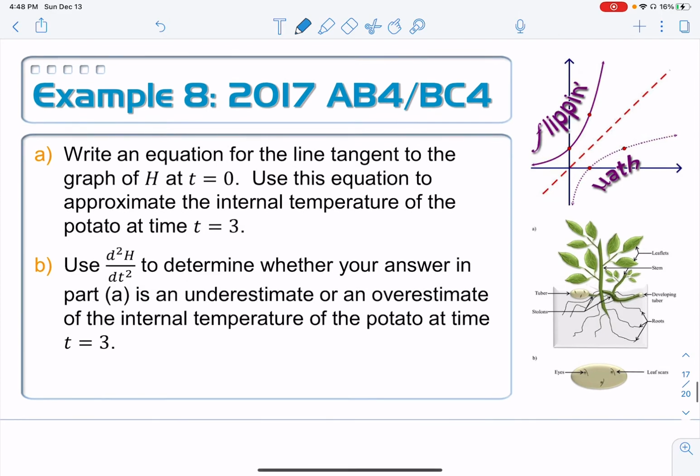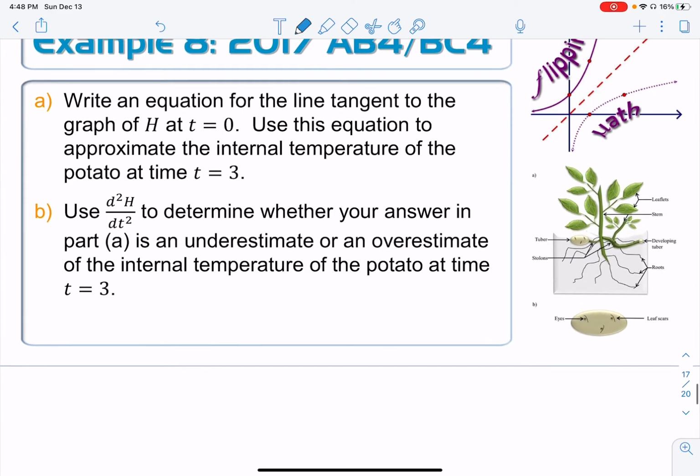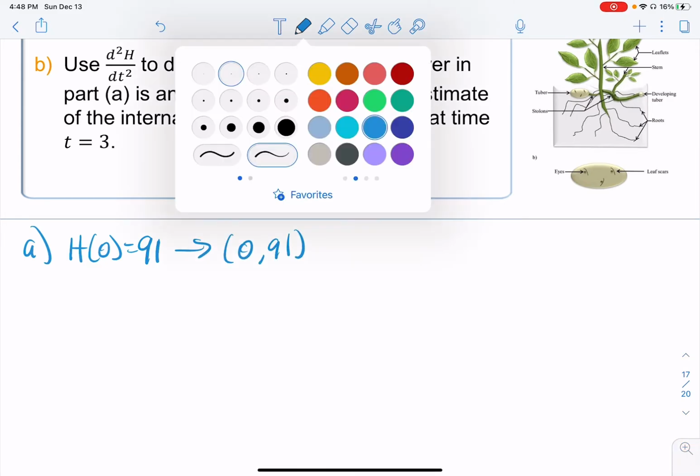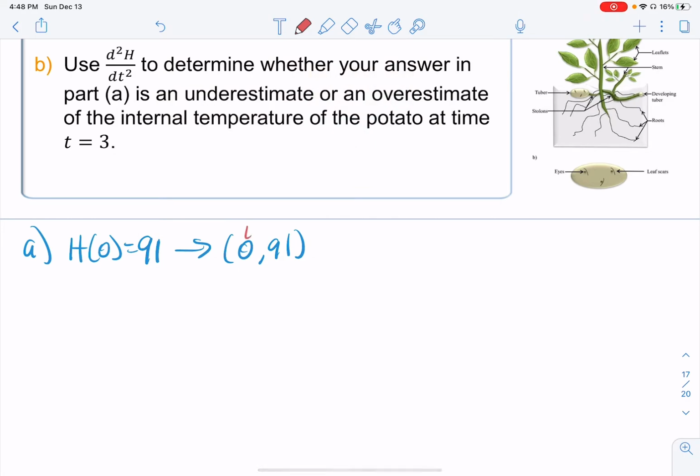And how do I start? I want an equation of a tangent line, so I need a point and I need a slope. The point was given to us. h of 0 is equal to 91, which I will write as (0, 91). So just for clarity here, this is a t value and this is an h value. There are no x's and y's in this. Now I also need a slope, so I'm going to write for convenience the differential equation. It's just the derivative, that's all it is, equal to negative 1/4 times (h minus 27).